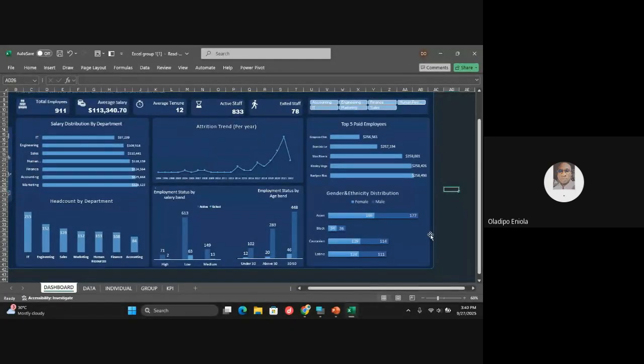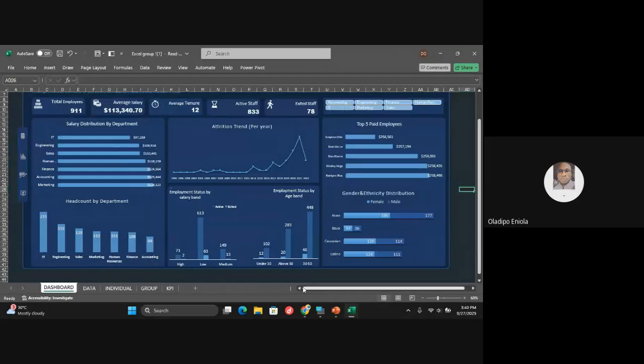So for gender and ethnicity distribution, okay, I think that is fine. So just points of improvement from me. For your visuals, use more distinct colors to include contrast. And what else? You could add more interactivity to your charts, maybe allow for filtering.